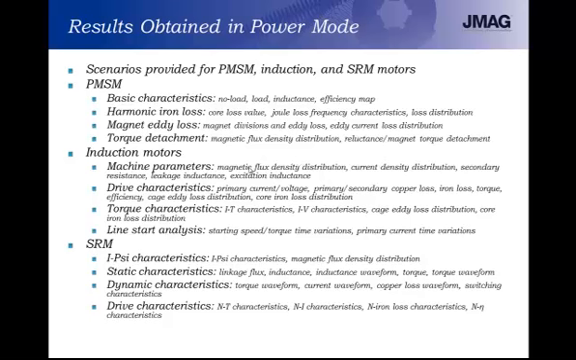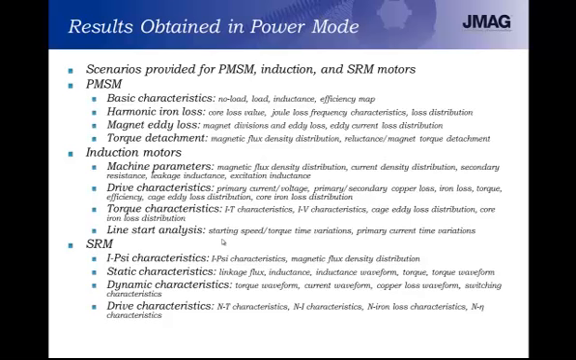For induction machines, we can look at parameters such as magnetic flux density distribution, current density distribution, secondary resistance, leakage inductance, and excitation inductance. Drive characteristics-wise, we can see primary current and voltage, primary and secondary copper losses, iron losses, torque, efficiency, cage eddy current loss distribution, and core iron loss distribution. Torque characteristics-wise, we can look at torque versus current, current versus voltage, cage eddy current loss distribution, and core iron loss distribution. We can also run a line start analysis on the induction machine and see the starting speed and torque time variations and primary current time variations.